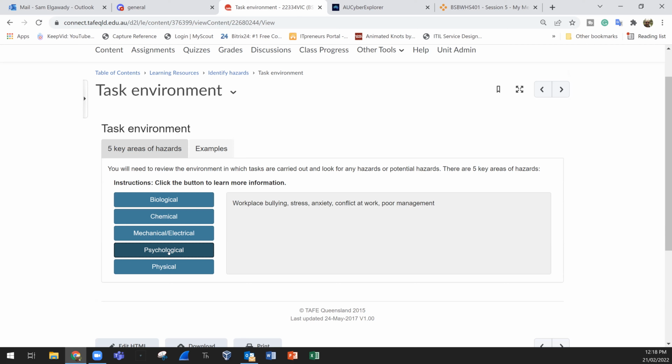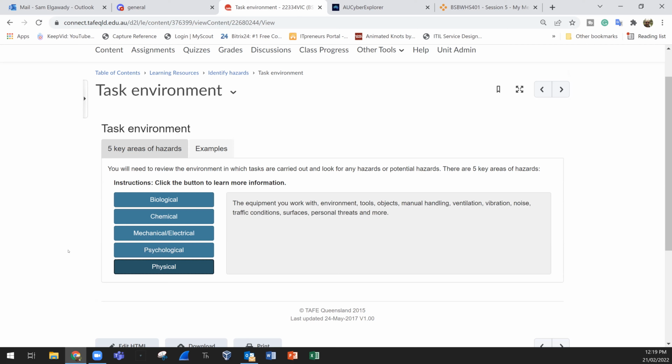If you are working in a stressful environment, like for example, hospital, from my point of view, this is really stressful for me. I really can't work in a hospital. I'm giving just a personal example here.